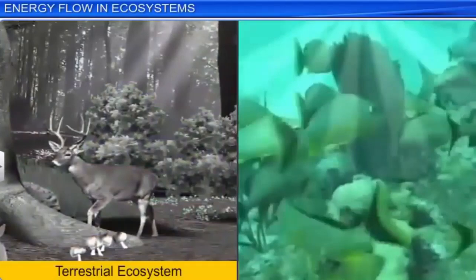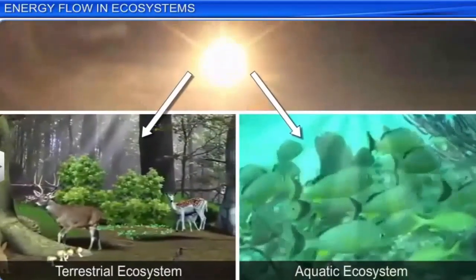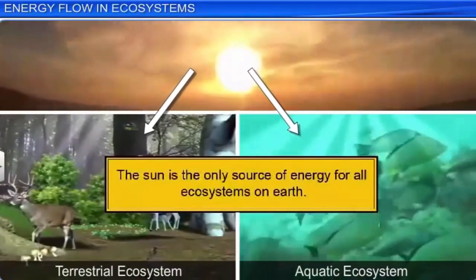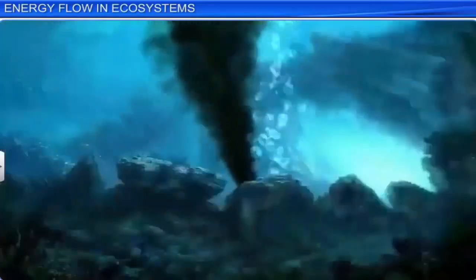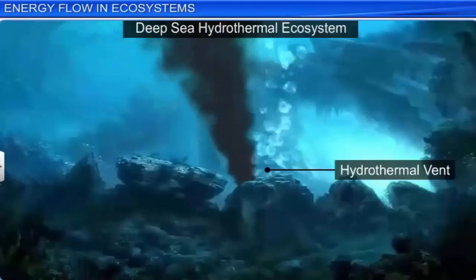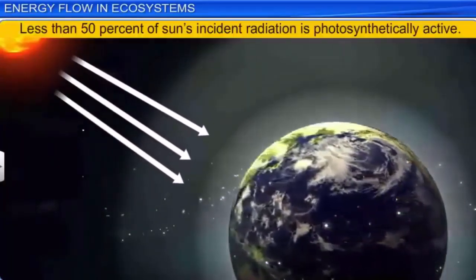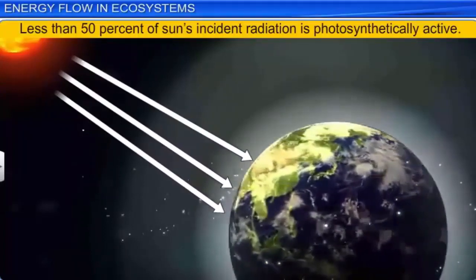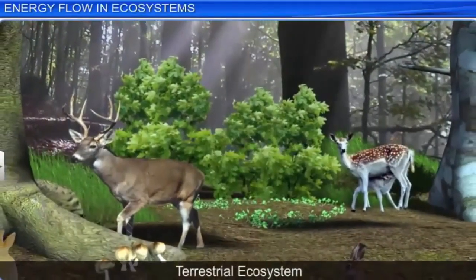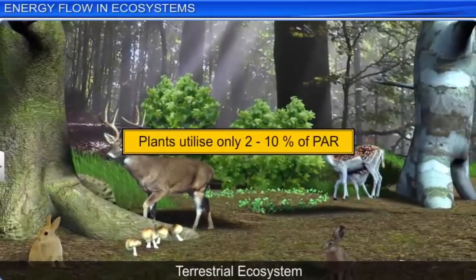These are images of a terrestrial and an aquatic ecosystem. You can see that in both these ecosystems, the energy flow begins with the sun. In fact, the sun is the only source of energy for all ecosystems on Earth except for the deep-sea hydrothermal ecosystem, whose primary source of energy is the heat produced inside the Earth's crust. Of the sun's incident radiation, less than 50% is photosynthetically active radiation, or PAR, which is the spectral range of solar radiation that can be used by green plants for photosynthesis. However, in reality, plants utilize only about 2 to 10% of PAR, and incredibly, this small amount of energy sustains the whole world.